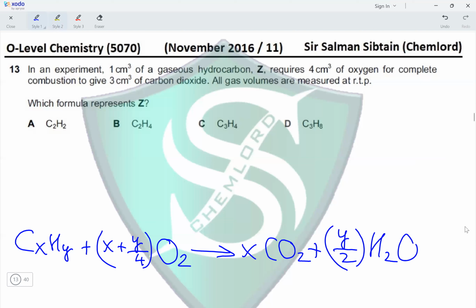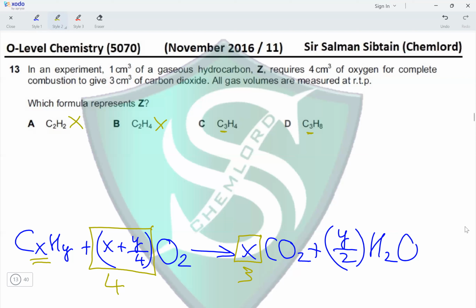Out of these, we have been told that x plus y upon 4 is equal to 4 moles and x equals 3 moles. Therefore, this is x. That means options A and B have been eliminated. Options C and D contain 3 carbon atoms, so one of these options will be correct. So now let's calculate x plus y upon 4. Whichever will have the value 4 will be the correct option.